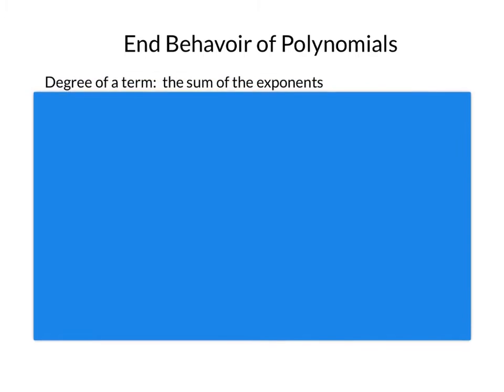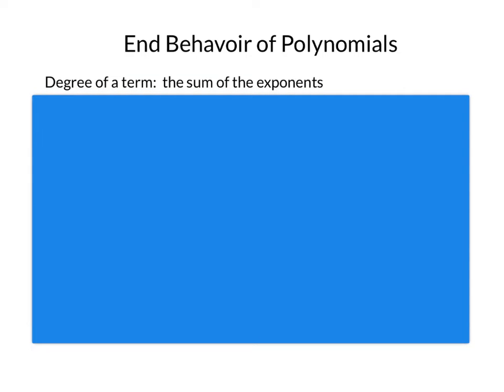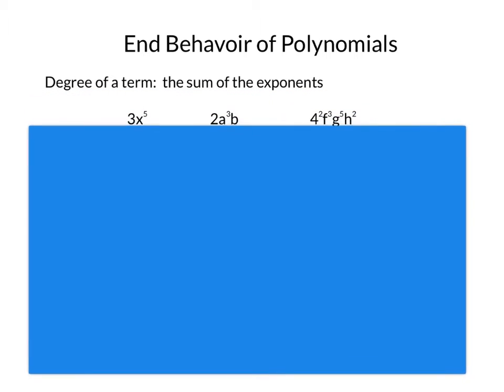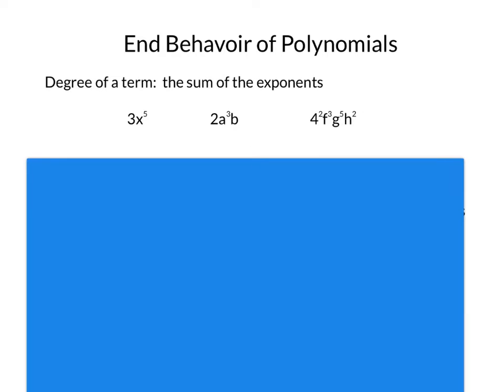Our first definition is a degree of a term, which is just the sum of the exponents. Looking at our three examples here, we're only going to look at the exponents of the variables. So looking at our first term, 3x to the fifth, the only exponent is 5, therefore the degree is 5. Looking at the second example, 2a to the third b, our degree would be 4.